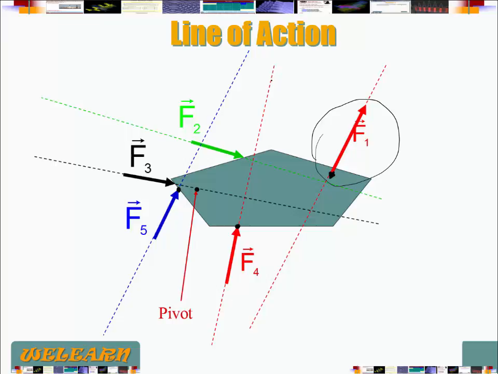Now for F4, that's my line of action. Another dashed red line. F5, that's another dashed line. That's the way we get the line of action.